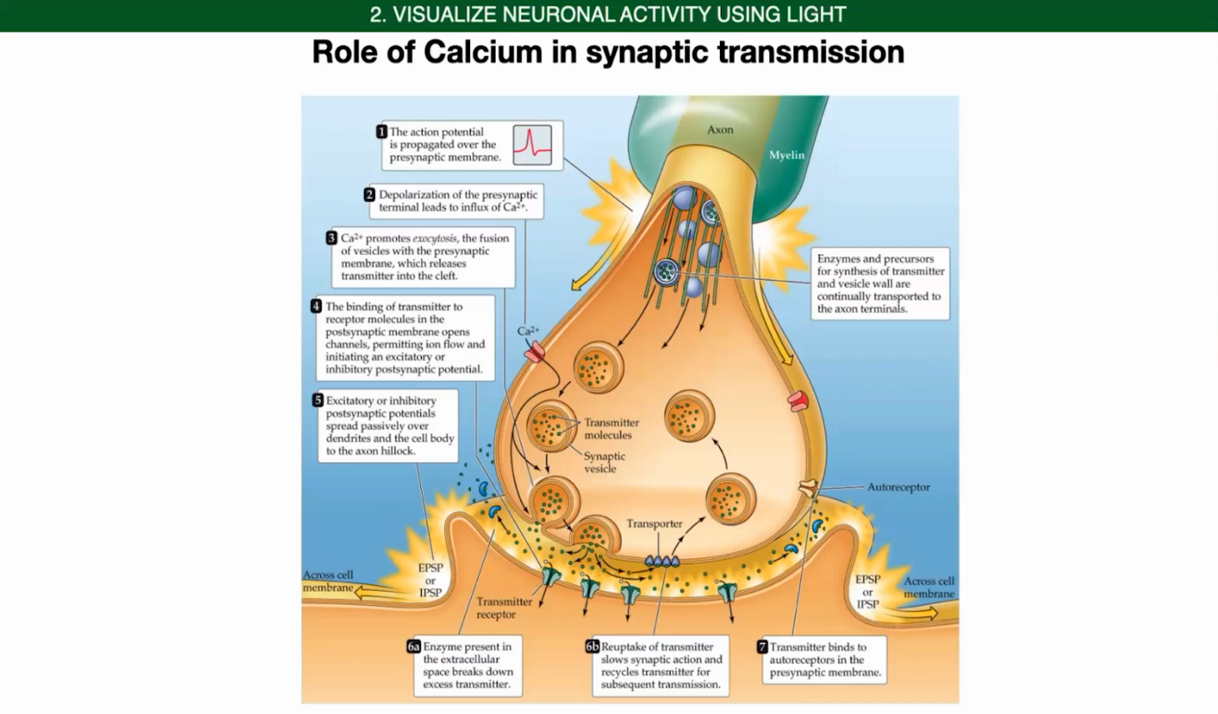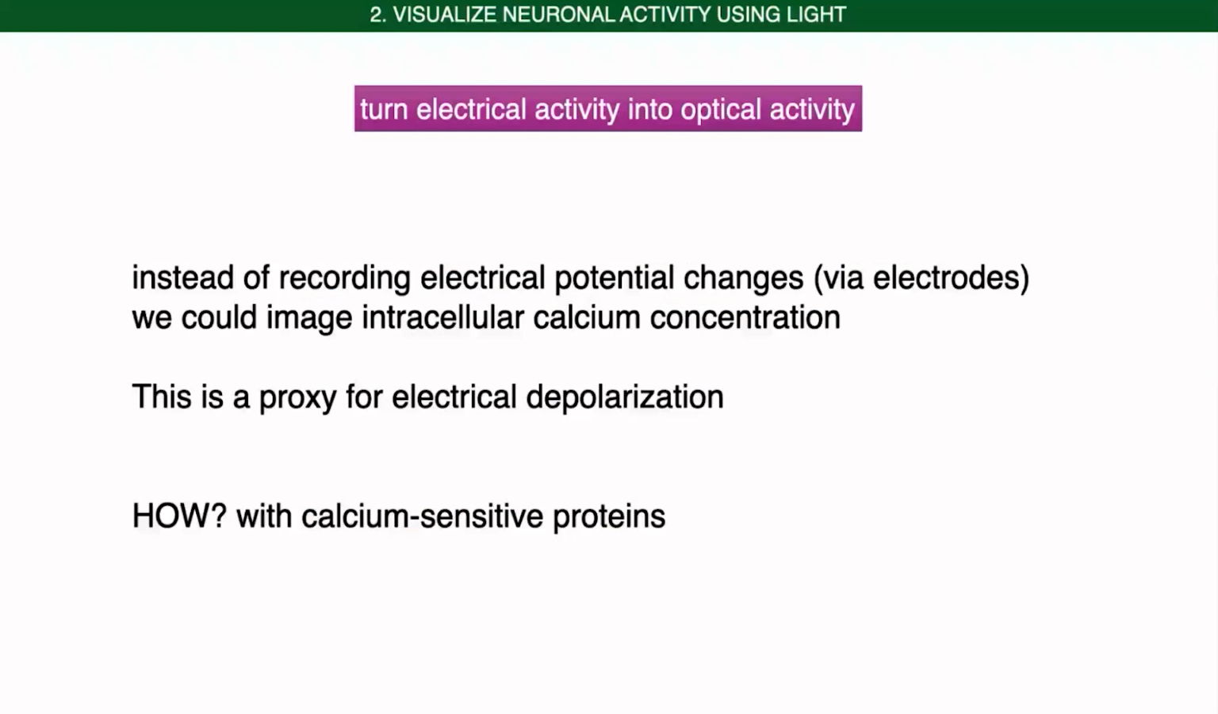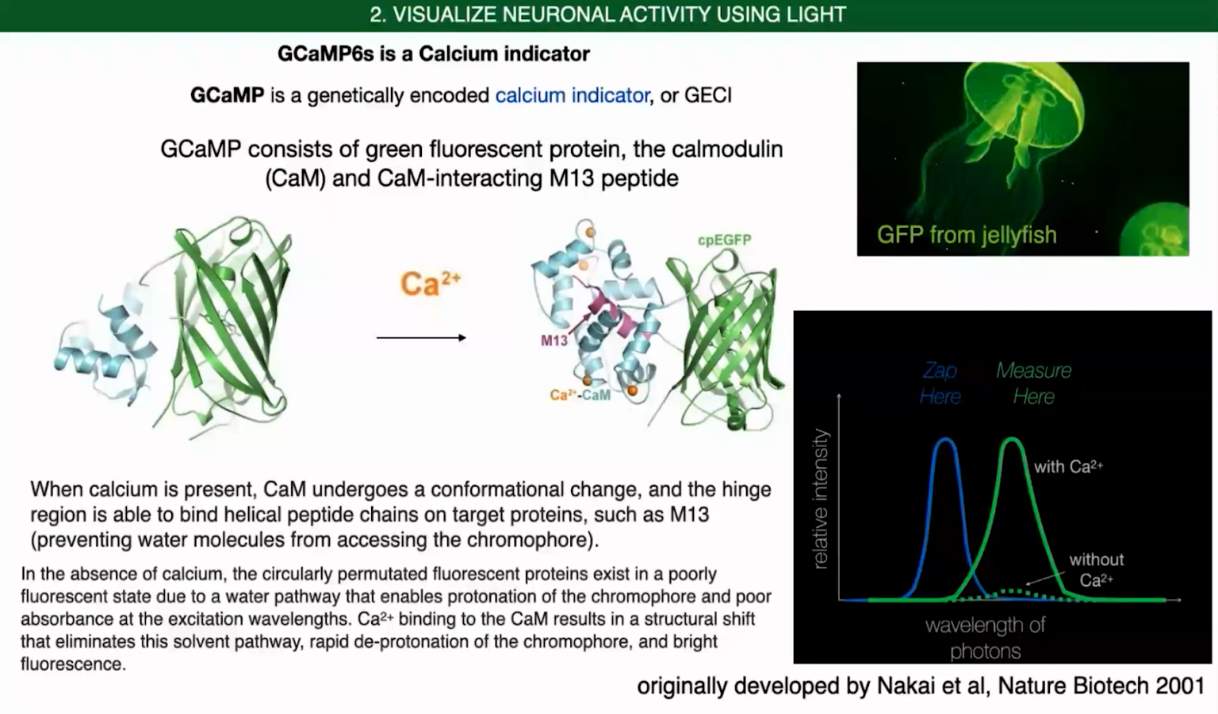So calcium is a very strong indicator of neuronal activity, and it can be actually used as a proxy for electrical depolarization. So far, eventually, yes, you can still look at the action potential by just sticking an electrode into the area of interest. But you can also use calcium imaging as a proxy of this electrical depolarization. And how can you do it? By using calcium-sensitive proteins.